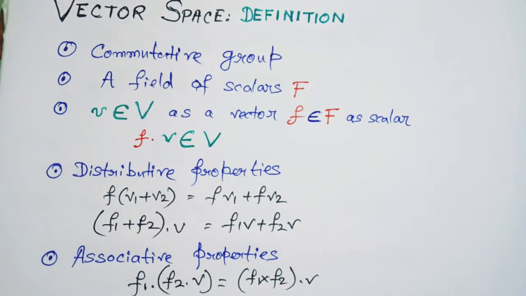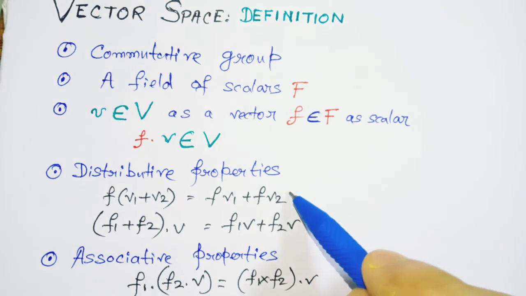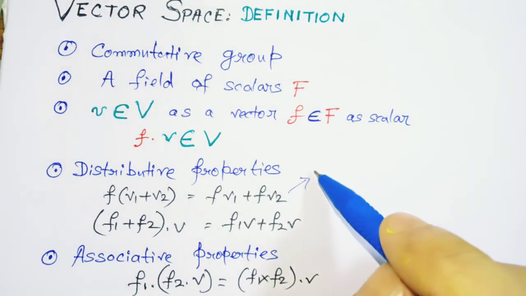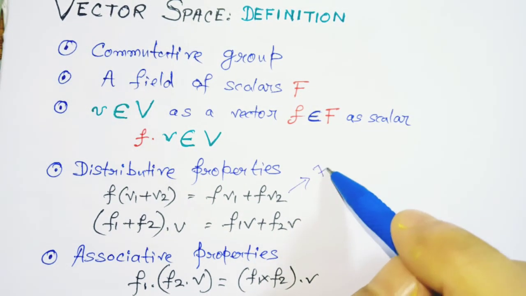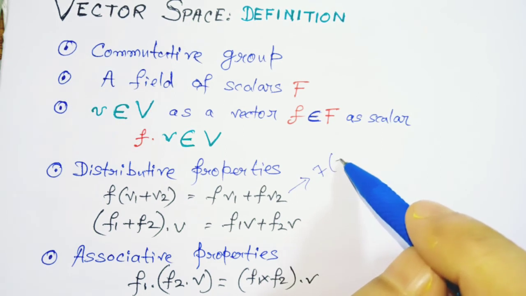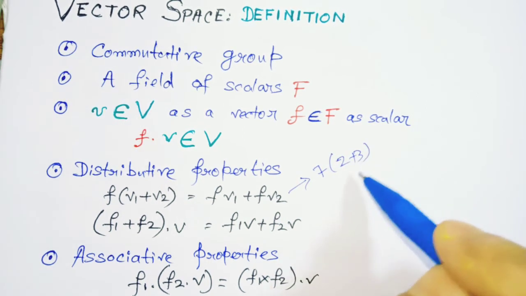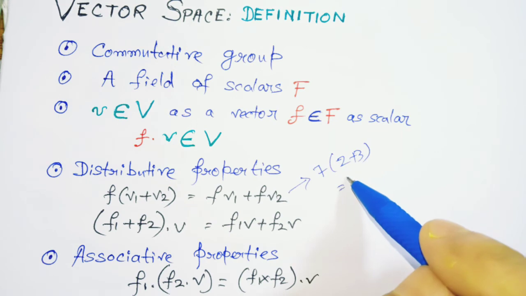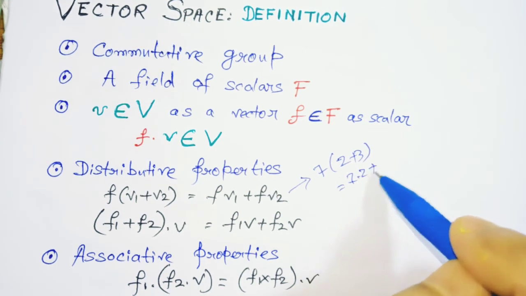All right. Distributive property is quite simple. f(v1 plus v2) gives us f v1 plus f v2. I think I don't need to show it by real numbers. This is quite obvious. So if I say for example 7 within bracket 2 plus 3, okay, it would give us how much? 7 into 2 plus 7 into 3.